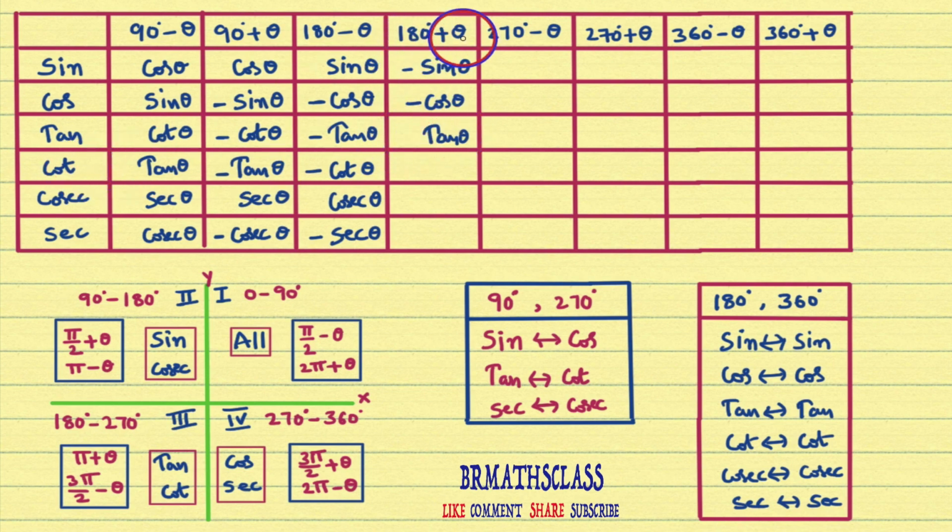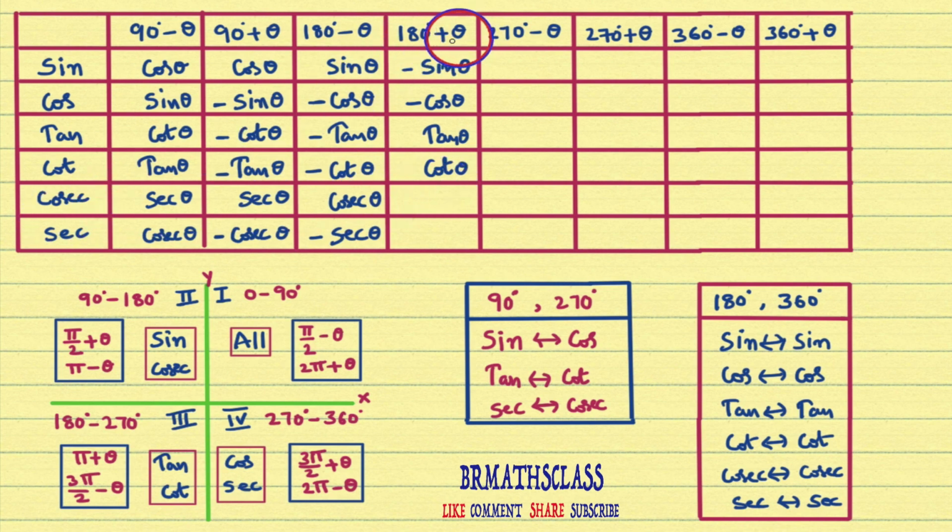Cot(180 degrees plus theta). As you saw 180 degrees, cot remains cot only. First you write cot theta. Now it is time for the sign. Pi plus theta, third quadrant. In the third quadrant, what is cot? Look here. In the third quadrant, cot is positive. So this is positive. Cot(pi plus theta) is cot theta only.